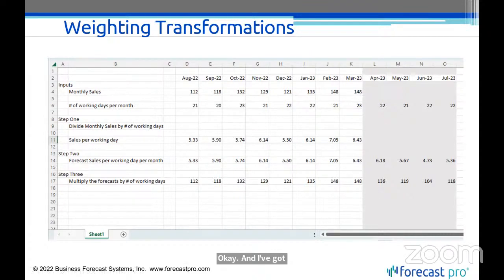And what I do is I create a second input, and that's the number of working days per month. So I take out a calendar, and I say, in August of 2022, how many days were we open? And the answer is 21. What about September? Well, we opened 20 days in September. How about October? Etcetera. So I take out a calendar and I just record the number of working days per month for each period in the history. Furthermore, I take out next year's calendar, or in this case, I guess this year's calendar, and I can go into the future and figure out how many working days I'll have in the future.